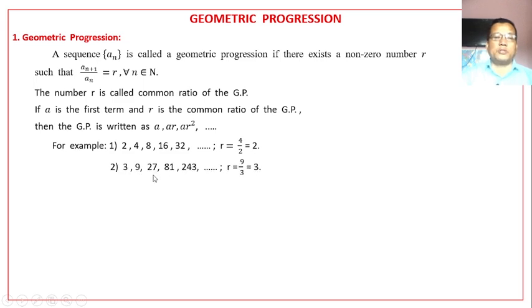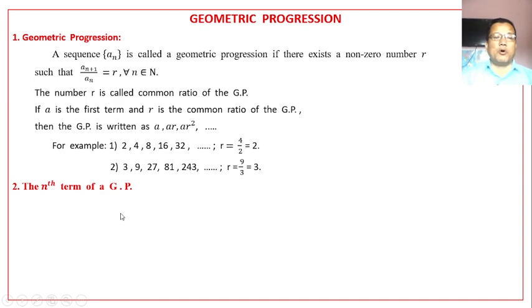3, 9, 27, 81, 243. This is a geometric progression. 9 is 3 times 3, 27 is 9 times 3, 81 is 27 times 3, and 243 is 81 times 3. So this is a geometric progression with common ratio 3.